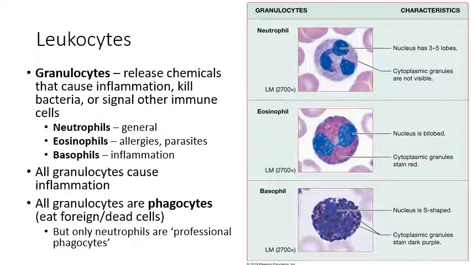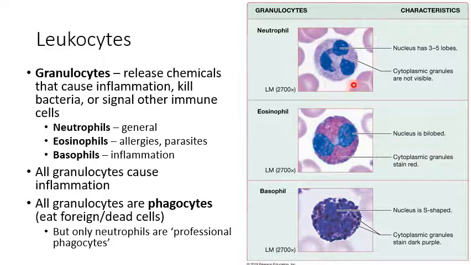A lot of those chemicals cause inflammation or kill bacteria or signal to other immune system cells or proteins in the immune system to activate those things. And you have 3 different types of granulocytes in the blood. First you have the neutrophils, then the eosinophils, and then the basophils. So your neutrophils are a very common type of cell in the blood, a type of white blood cell.